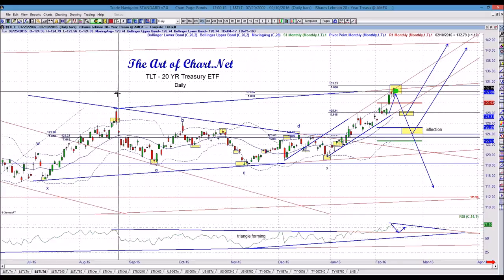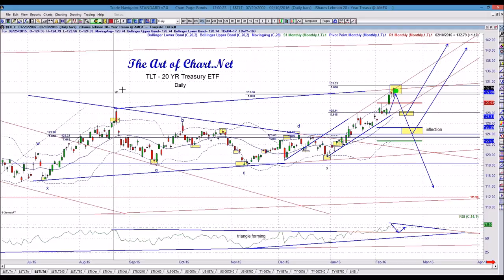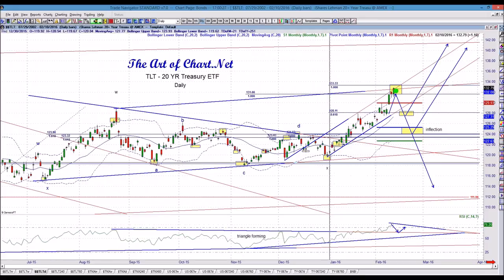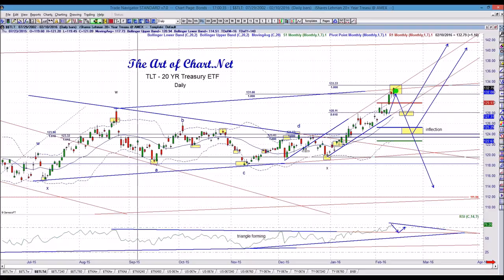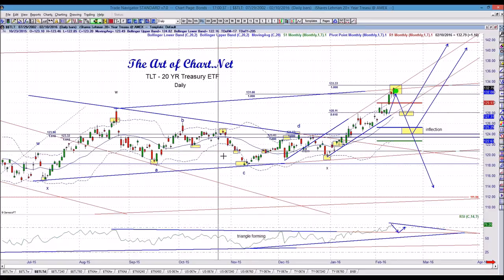So I use W, X, Y, Z, guys. So this is your A wave, this is your B wave, and this is your C wave. Okay, so here it's a B wave triangle. A, B, C, D, E, and this is nothing but a consolidation pattern before we rip to new highs. And we may or may not get to new highs. It might be a double top or whatever.